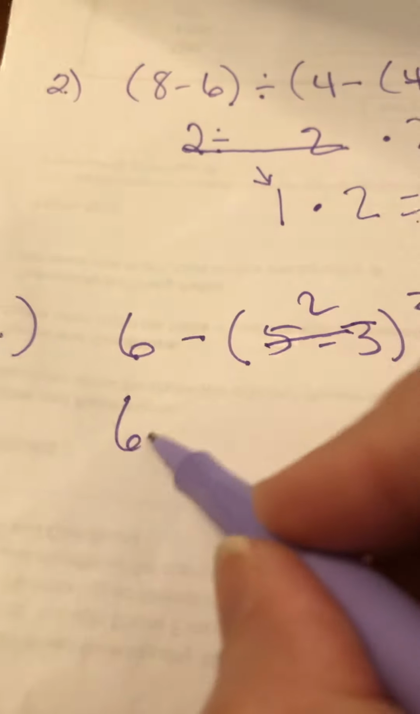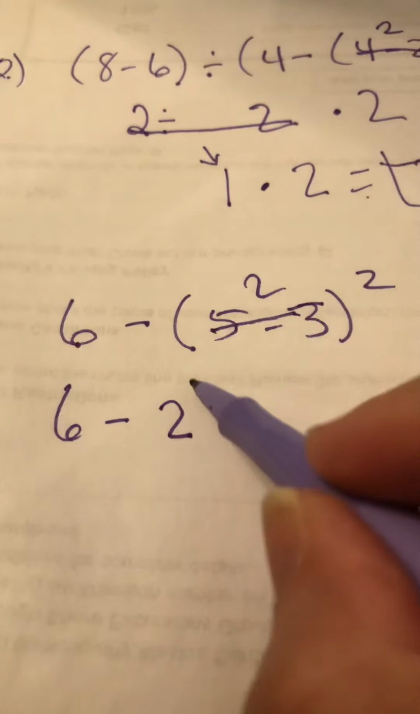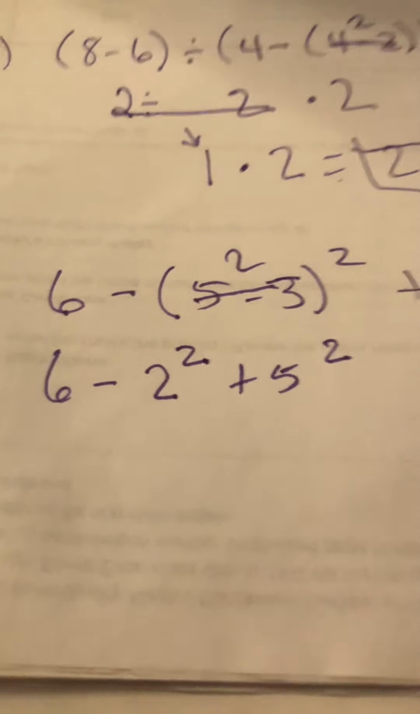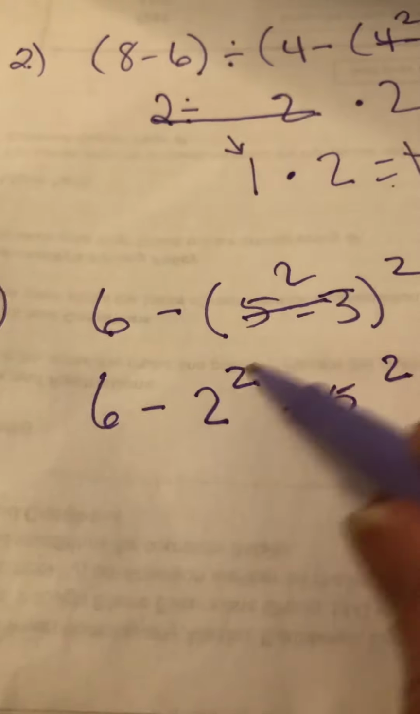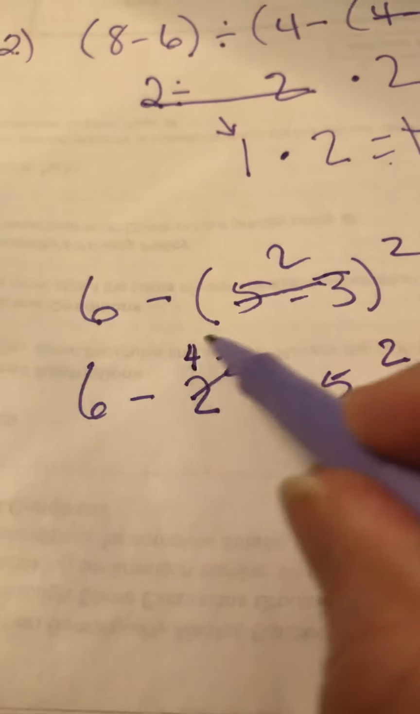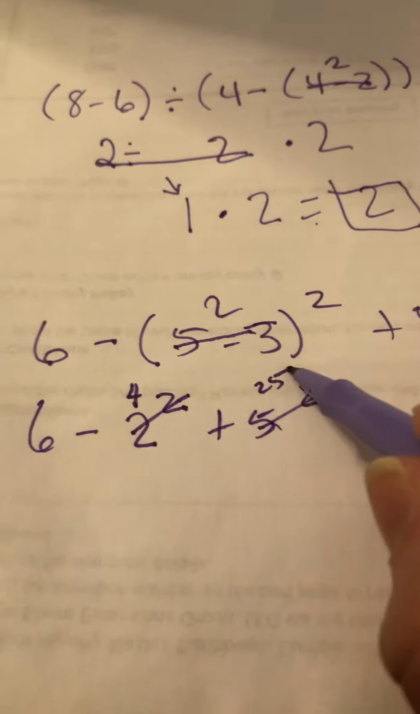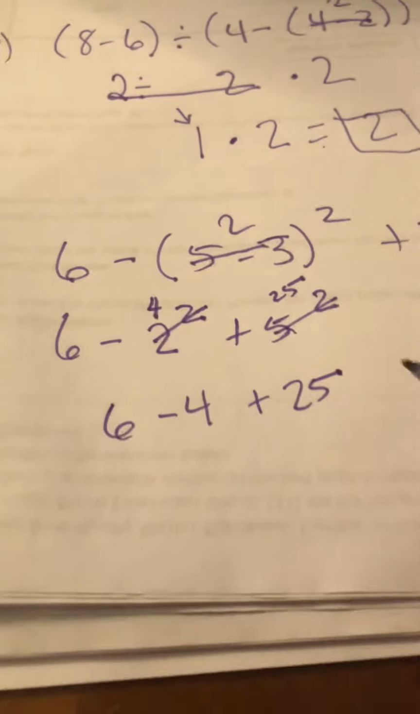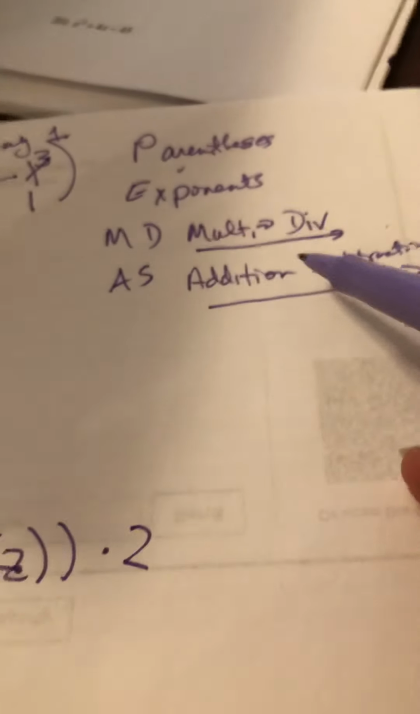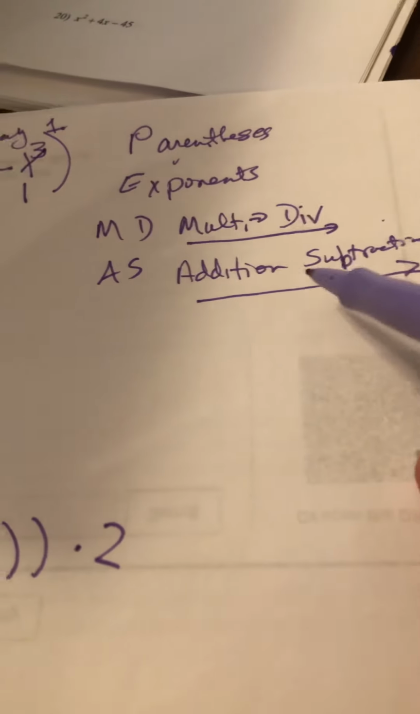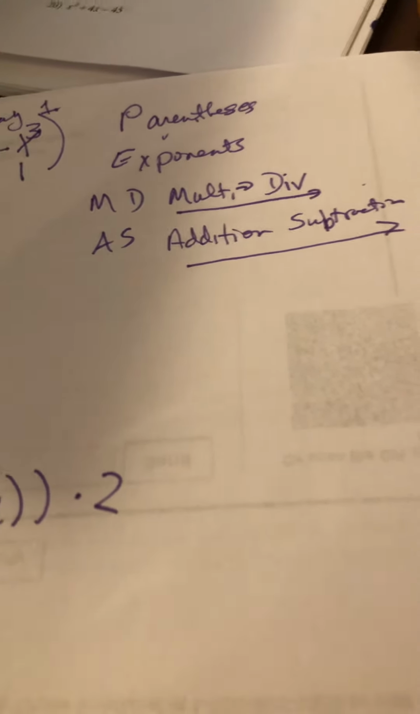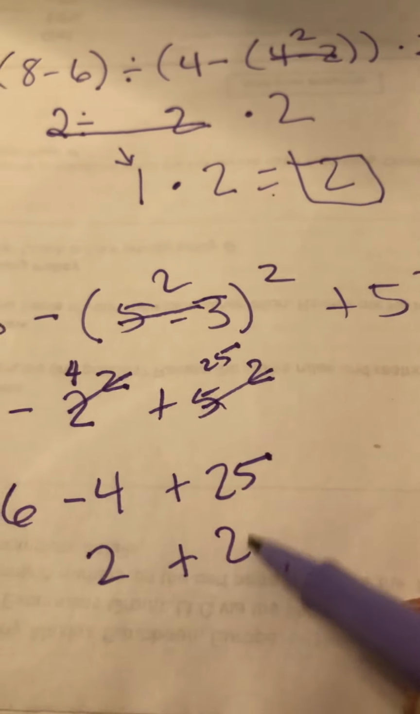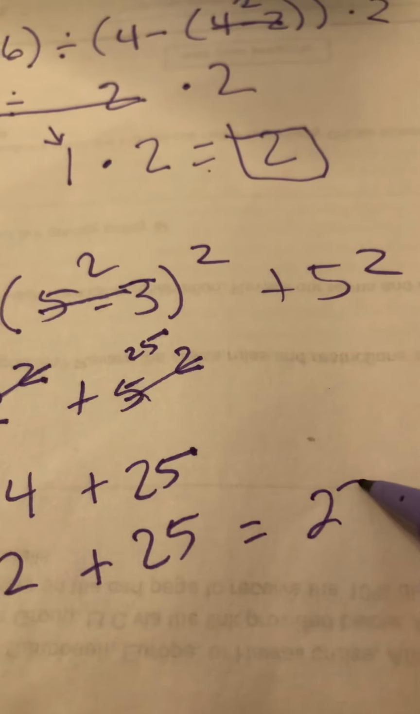I'm going to rewrite this. 6 minus 2 to the second power plus 5 to the second power. Now let's do our exponents. 2 squared is 4. 5 squared is 25. So we now have 6 minus 4 plus 25. Now again, we don't go find addition first, even though addition comes first in our list. We work them left to right, however they come in the problem. So down here, 6 minus 4 is 2, plus 25 would equal 27.